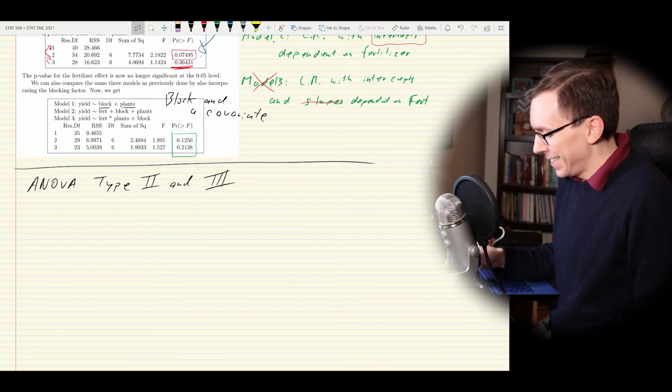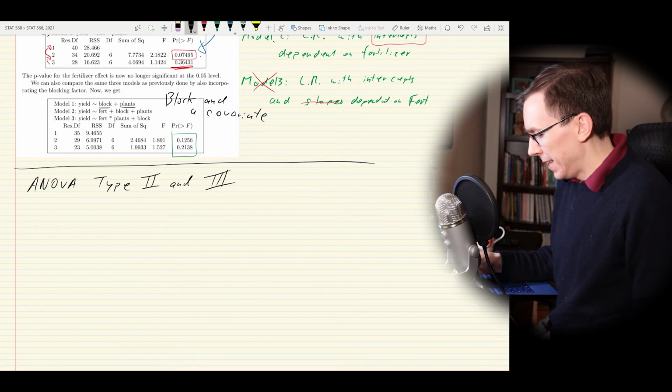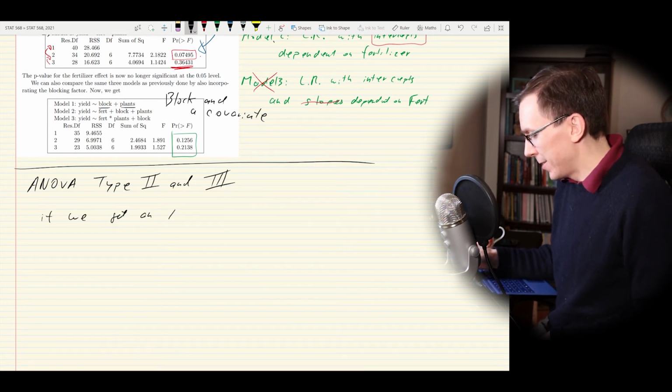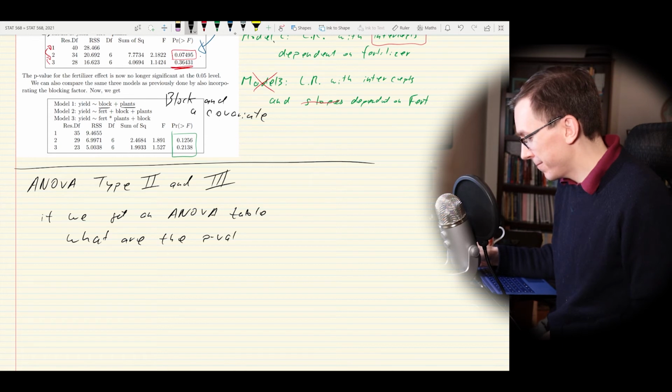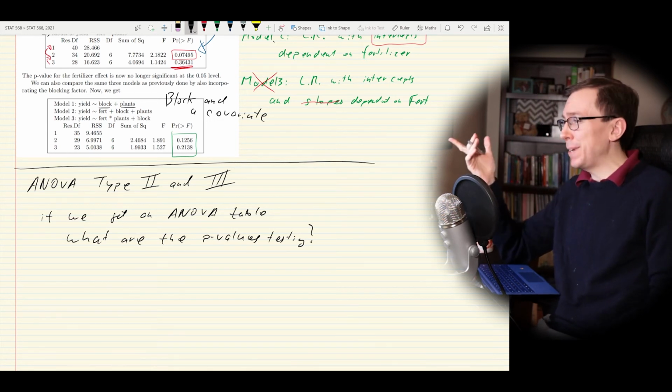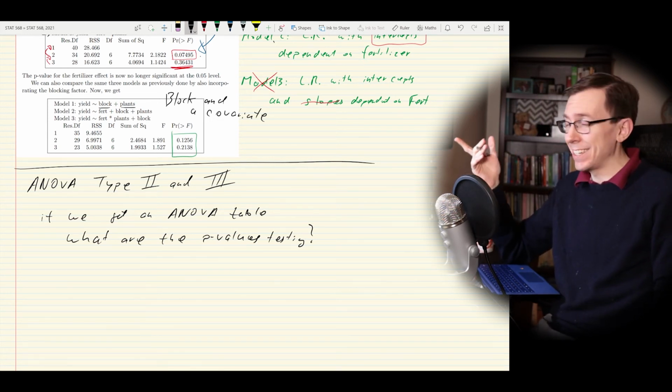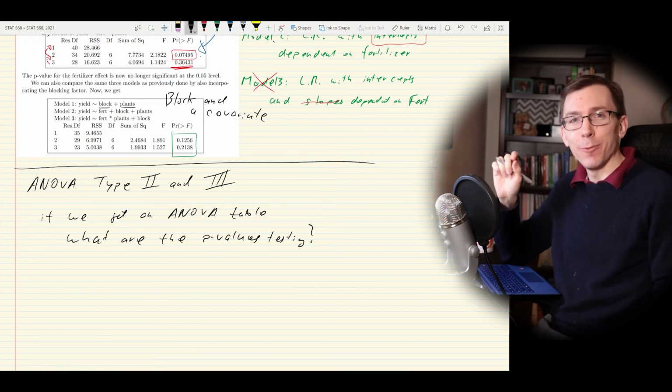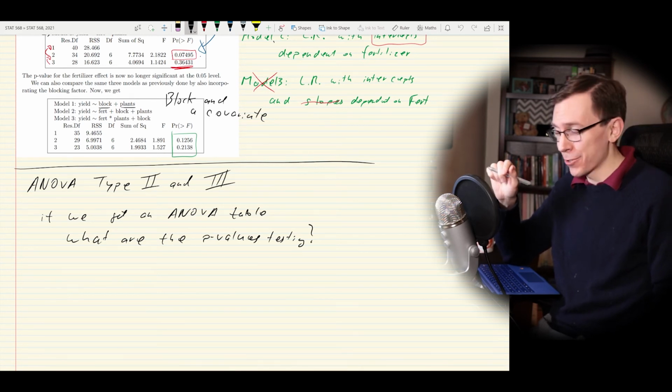So the idea is that if we get an ANOVA table, what are the p-values testing? It's always really good, because you get p-values everywhere in statistics, in R. You've got to know exactly what's being tested or you're going to run into trouble.